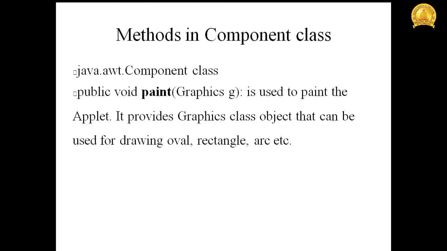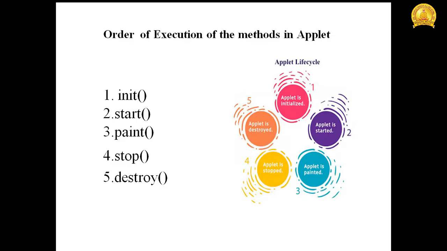Now the 5th method which belongs to the life cycle of an applet is the paint method which belongs to the component class which is present in java.awt package. The paint method is used to paint the applet. It provides a graphics class object that can be used for drawing the different graphical shapes. So the paint method is basically used for displaying the output on the screen. It is basically painting the output on the screen. So these are the 5 methods that are used in the life cycle of an applet: init, start, stop, destroy and paint.